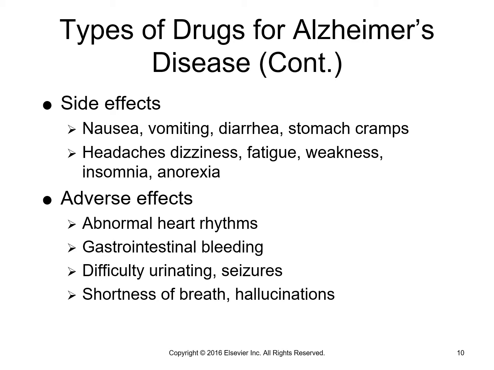Common side effects of your memantine or your Namenda include dizziness, headache, constipation, and confusion. This drug can also cause nausea. When it comes to adverse effects, it can lead to abnormal heart rhythm or arrhythmia, GI bleeding, difficulty urinating, seizures, shortness of breath, as well as hallucinations.